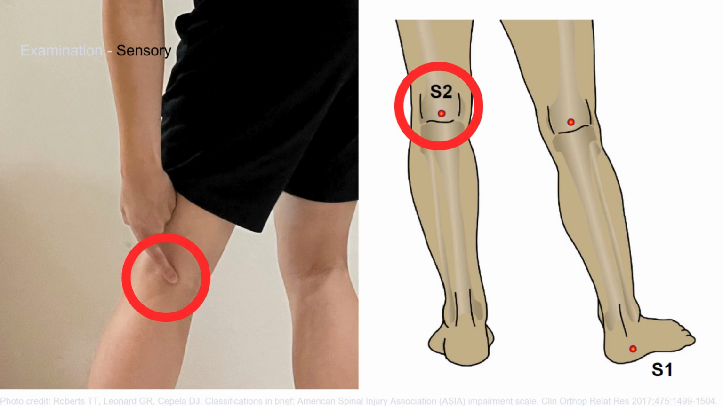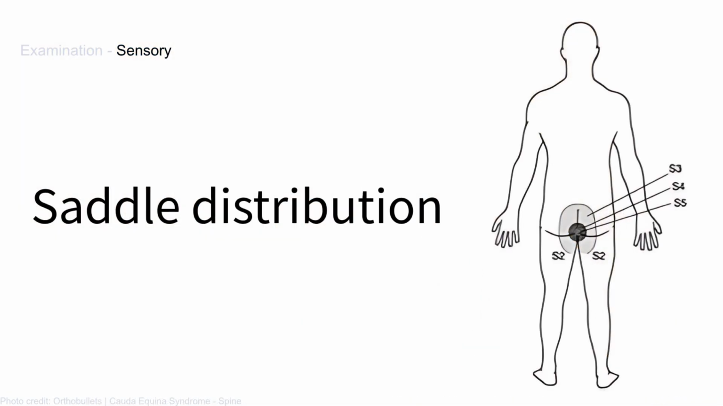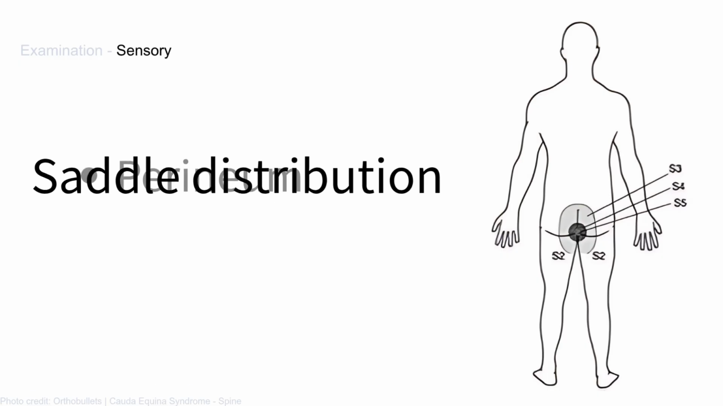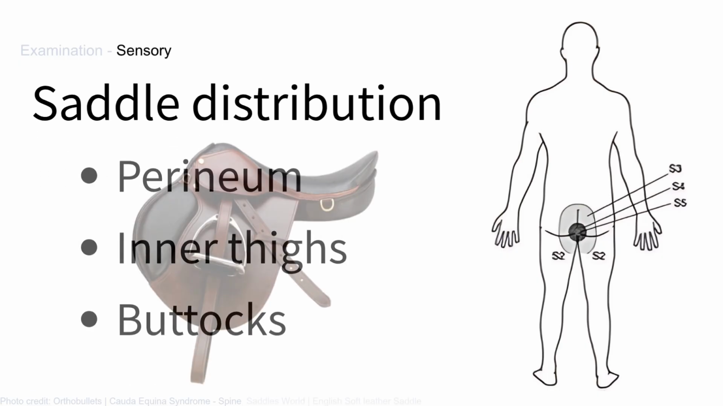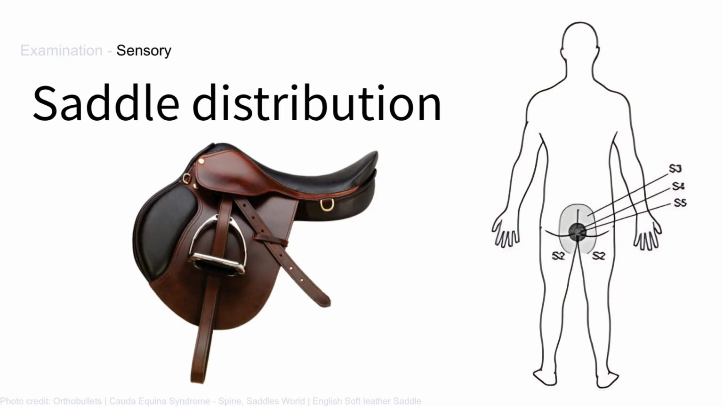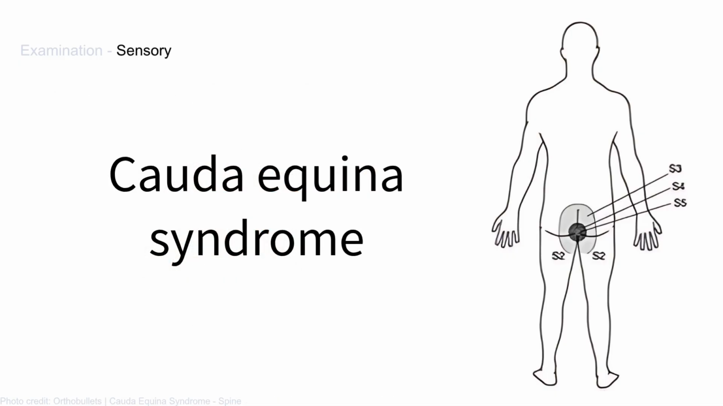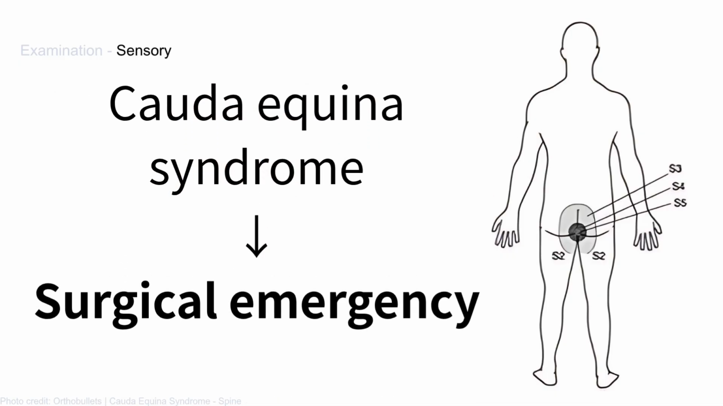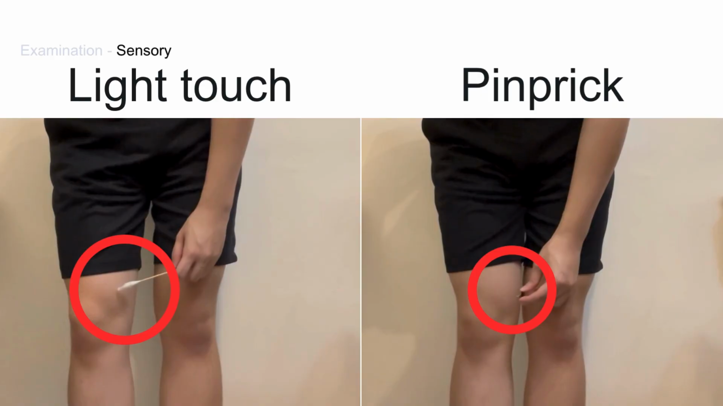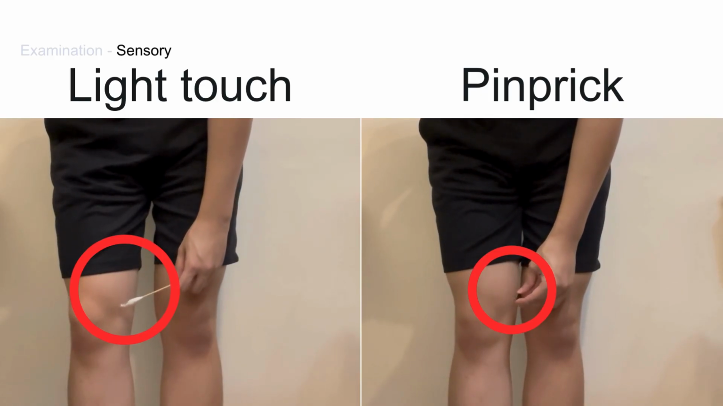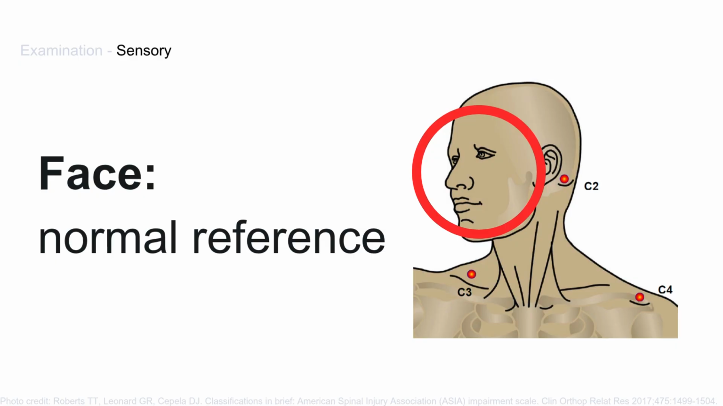In addition to these, it's important to examine the saddle distribution, which refers to the area around the perineum, inner thighs, and buttocks, similar to the area that would be in contact with a horse's saddle. Sensory loss in this region may suggest cauda equina syndrome, a surgical emergency. To evaluate sensory function, light touch and pinprick testing should be performed at each of these key points. The patient's face can serve as a reference for normal sensation, which ought to be intact in any spinal lesion.